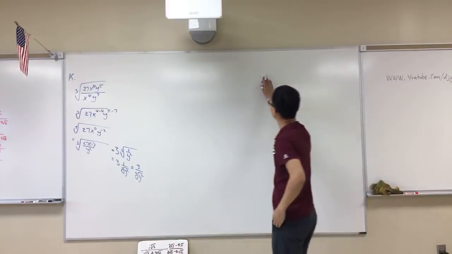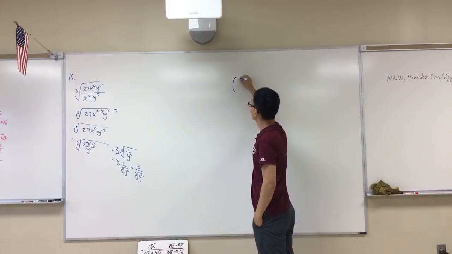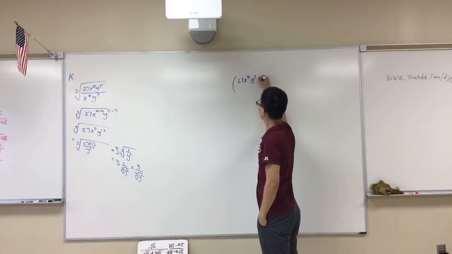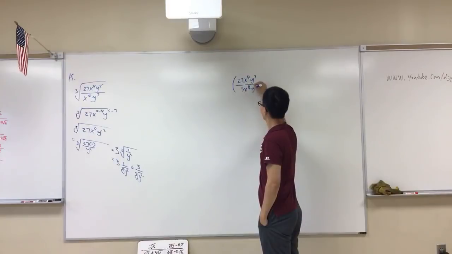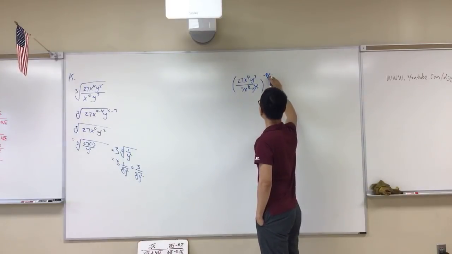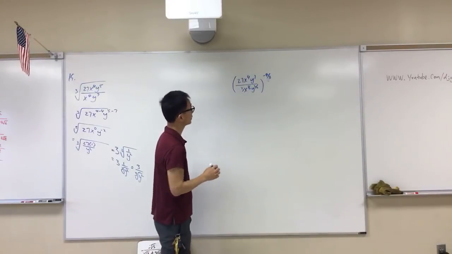Next question. 27 x to the 4th, y to the 7th, over 3x to the 1/2, y to the 3 over 2, and all to the -4 over 3. This one's 3, but we're going to change it to 3, okay? Because 5 is not necessary.